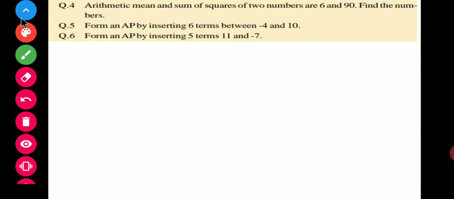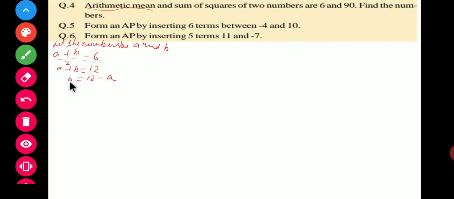Now come to this question. Let the numbers be a and b. What will happen in this a and b? Arithmetic mean is 6. This arithmetic mean is given as 6. So you can write here (a plus b) upon 2 is given as 6. So you can find a plus b is equal to 12. So b is equal to 12 minus a.